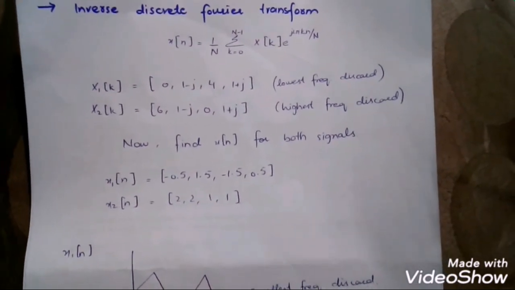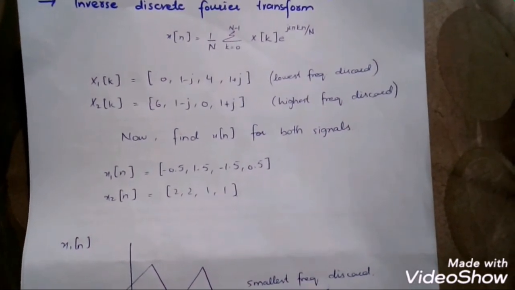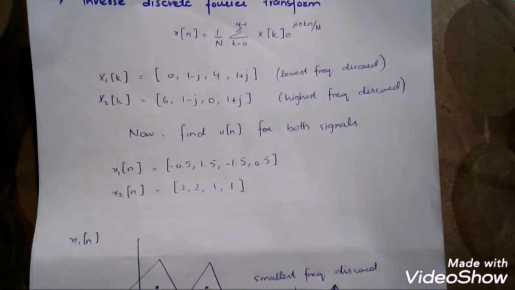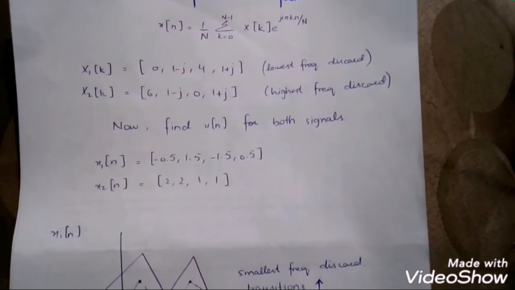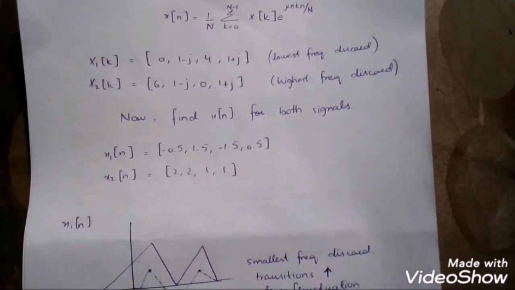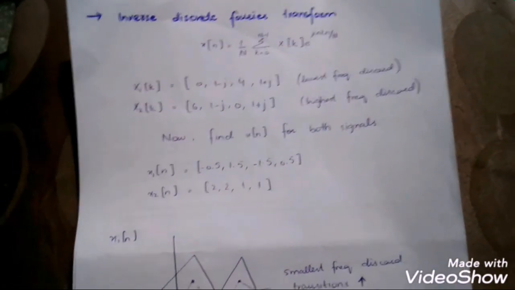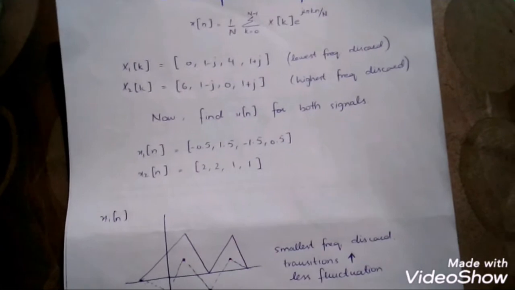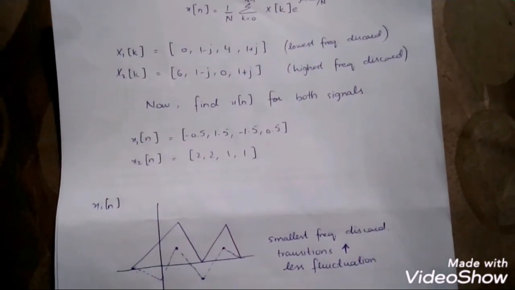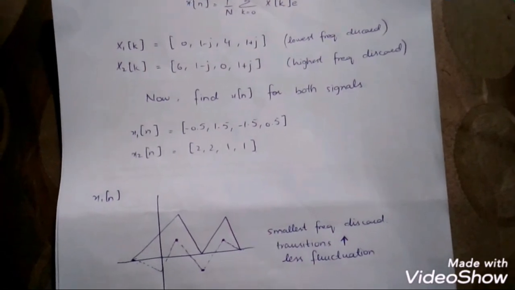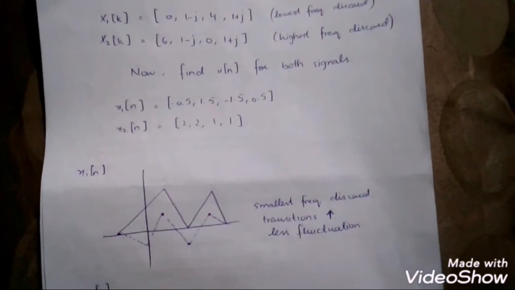We have two signals, X1 of k and X2 of k. In X1 of k the lowest frequency is discarded, and in X2 of k the highest frequency is discarded. Now find x of n for both the signals. When we use the formula of x of n in both the signals, we get x1 of n and x2 of n. Like x1 of n is equal to minus 0.5, 1.5, minus 1.5 and 0.5, and x2 of n is equal to 2, 2, 1 and 1.